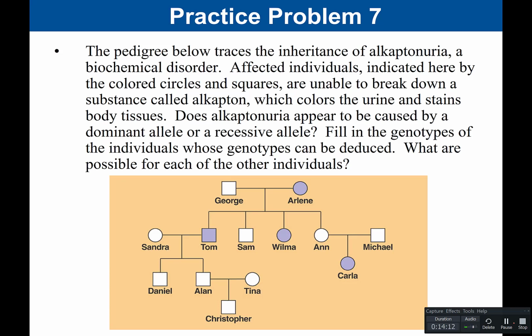And then once you figure out if it's dominant or recessive, you want to fill in the possible genotypes. It's like a puzzle. You need to figure out what are the two alleles, or in some cases, there might be more than one possibility, and you want to write those possibilities out. So take a minute, pause, and when you're ready, push play to hear the answer.